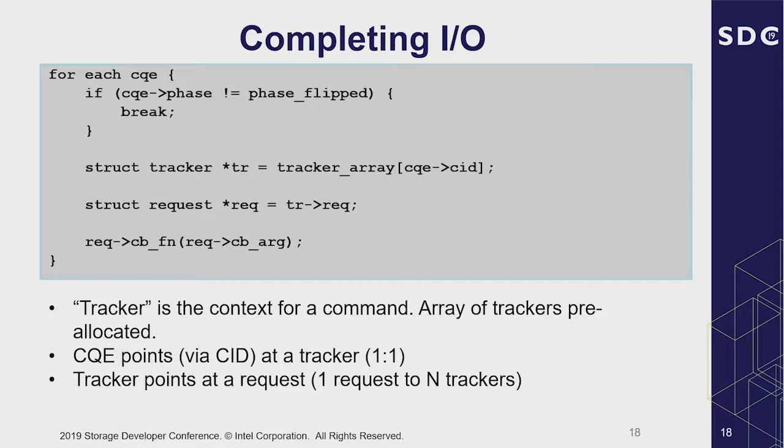The trackers are large because we have DMAable memory for the PRP lists in them. And so we have a separate structure for the requests because we allow you to queue up more requests, in software, than there are slots in the queue, just for convenience. And so the requests are smaller structures which you can have a lot deeper queued up on. And so the tracker points at the request. The request then we use to call the callback function, and we pass your argument in. All right? So that was, I think, our original implementation. And this is pretty similar to how almost every other driver in the world is going to work.